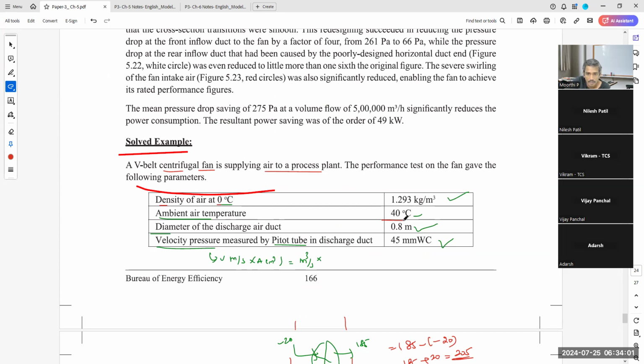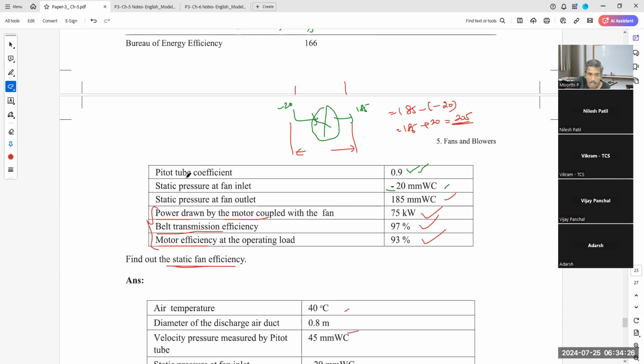Any idea? Density of air at 0 degrees is given as 1.293. Ambient air temperature 40. Diameter of discharge air duct 0.8 meter. Velocity pressure measured by pitot tube: 45 mm water column. Pitot tube coefficient is given.